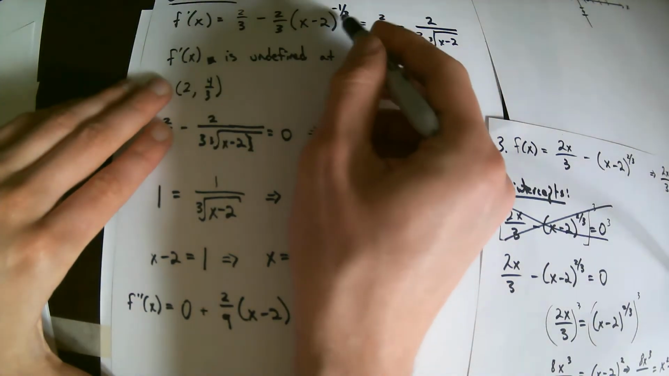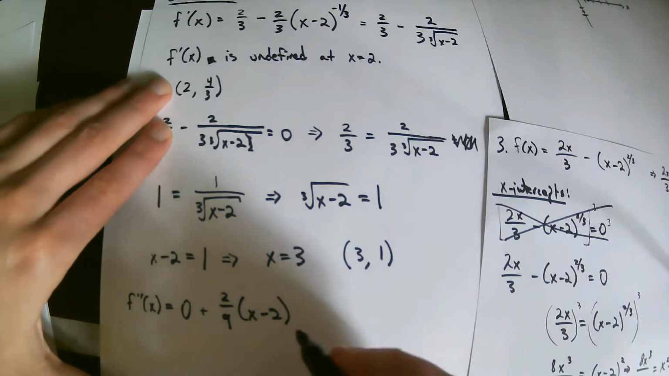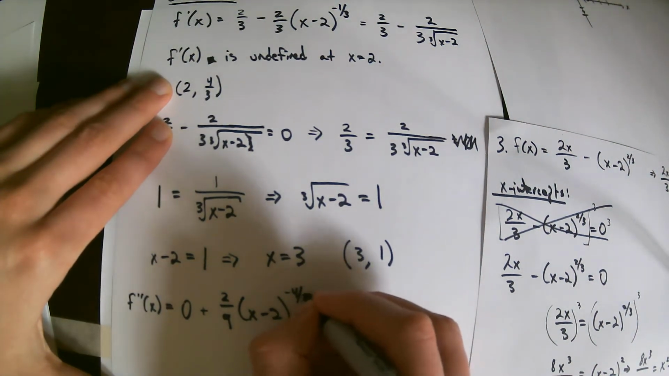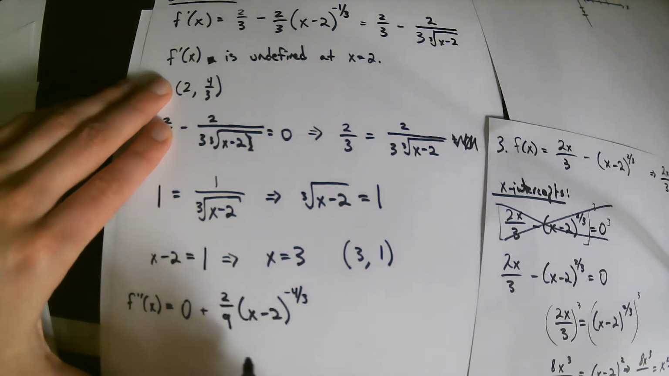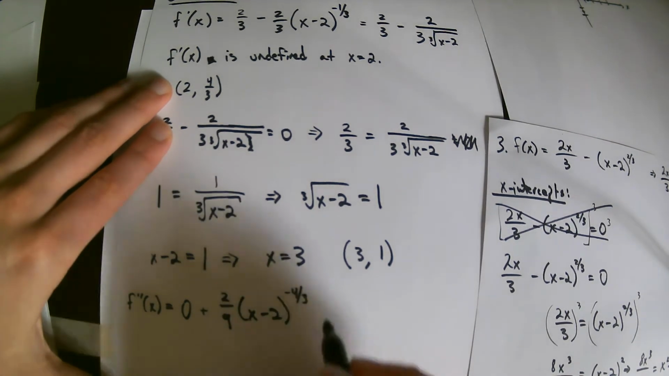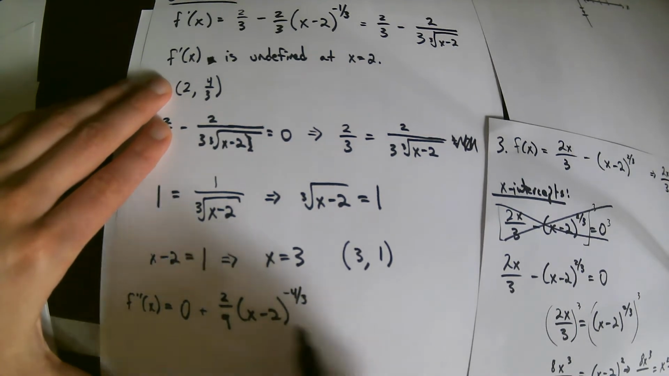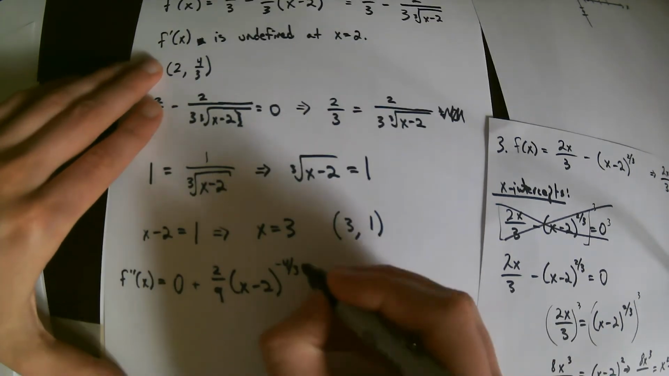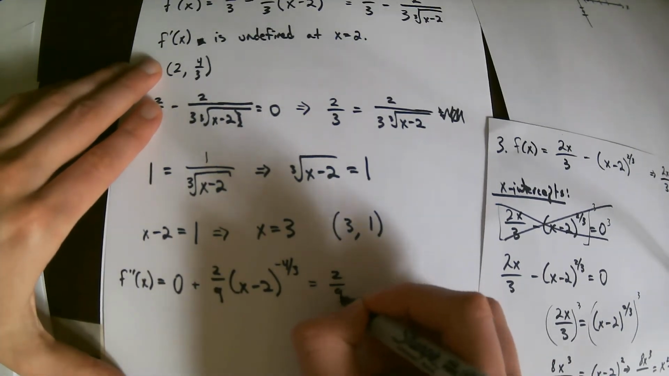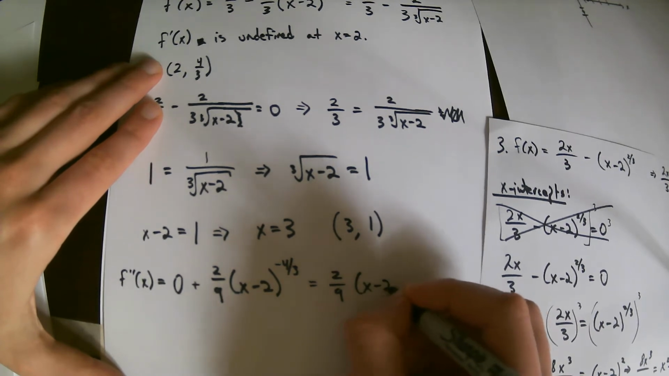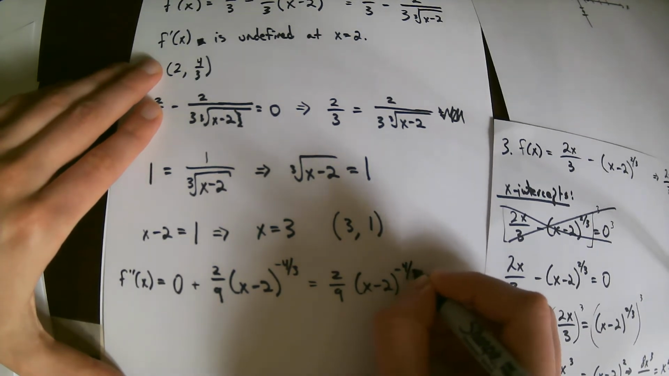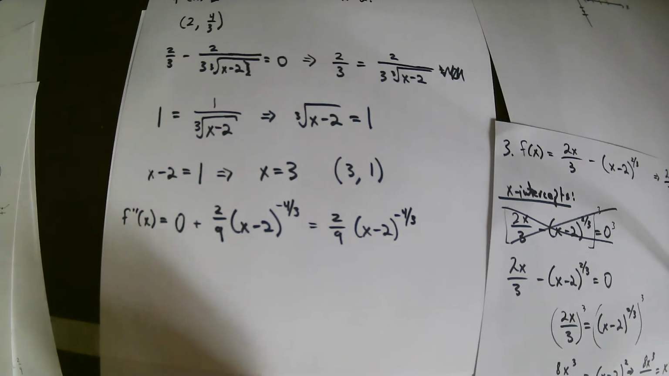And then I'm taking this exponent down by 1, to be negative 4/3. So there's the derivative of the outer with respect to the inner, then times the derivative of the inner, but remember the derivative of the inner is just x minus 2. That derivative is just 1, so that part has no effect here. So I'm just getting 2/9 times x minus 2 raised to the negative 4/3.